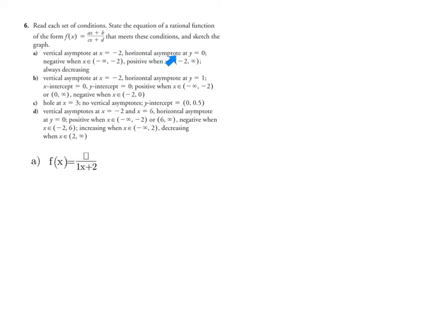A horizontal asymptote at y equals 0. So the degree on top has to be less than the degree on the bottom. So that tells me this has to be 0x plus something or minus something.